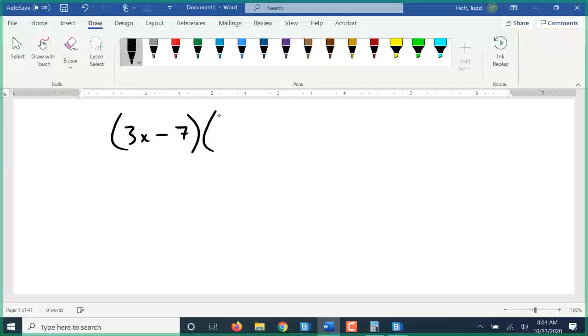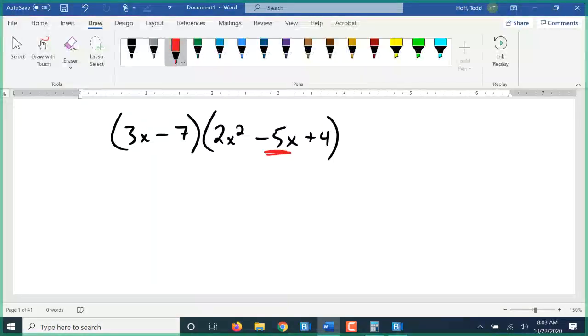3x minus 7 times 2x squared minus 5x plus 4. FOIL doesn't work here because we have a middle digit in this one. You would have to have FOIMOMOIL. Well, we don't need to memorize a new acronym. We can just go ahead and use the concept.